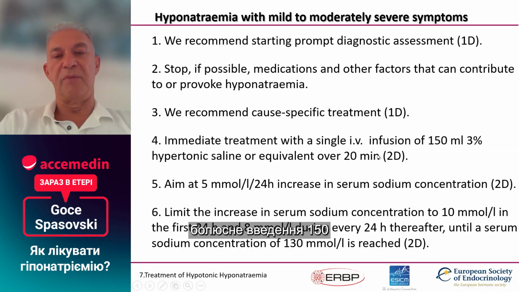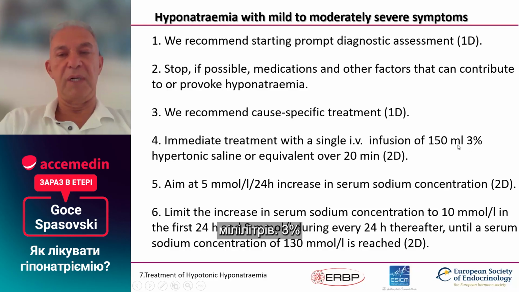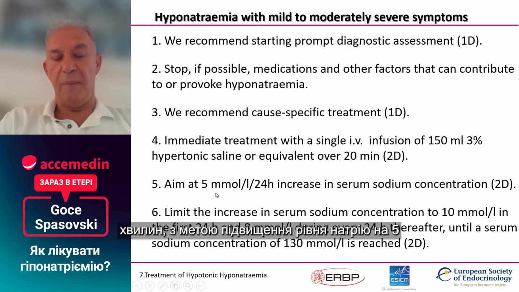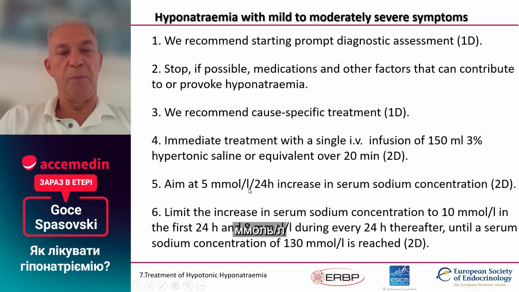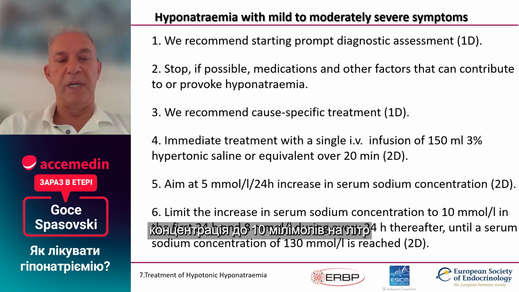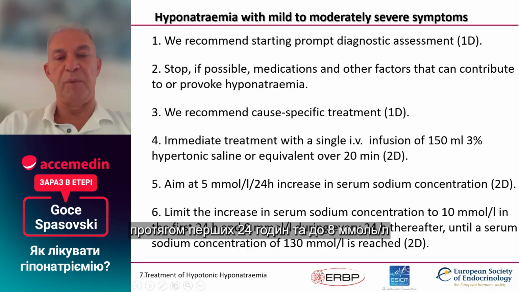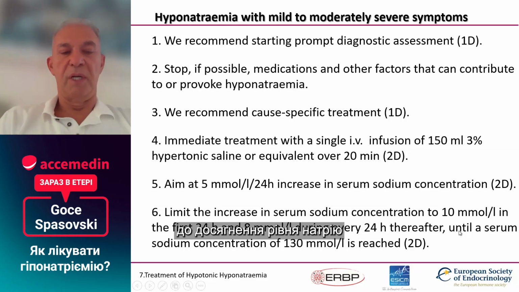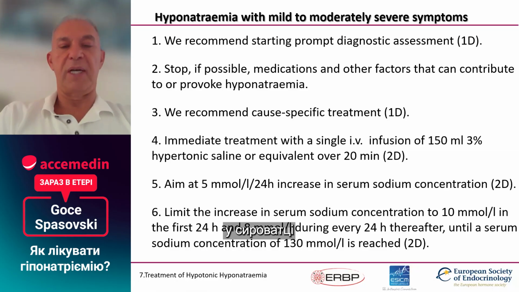Immediate treatment with the infusion of 150 milliliters of 3% hypertonic saline or equivalent over 20 minutes, with the aim of a 5 millimoles per liter increase in serum sodium concentration in 24 hours, and limit the increase in serum sodium concentration to 10 millimoles per liter in the first 24 hours and 8 millimoles per liter during the next 24 hours, and thereafter until serum sodium concentration reaches 130 millimoles per liter.